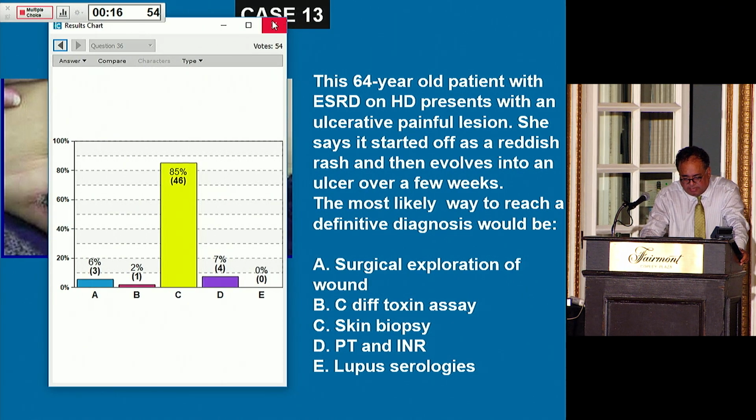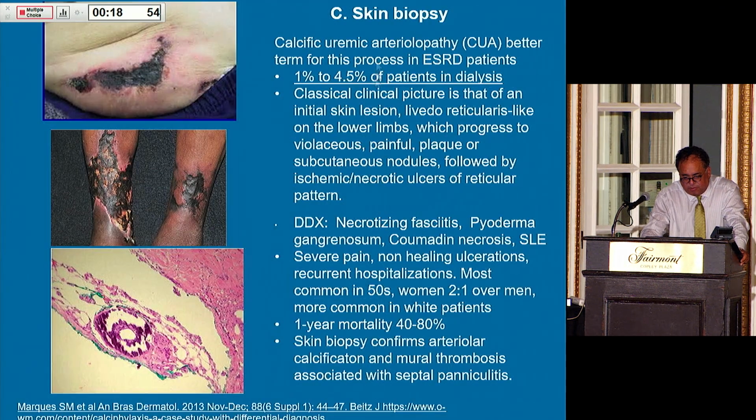This is exactly right. This person has calcific uremic arteriolopathy, which is otherwise known as calciphylaxis. There's different versions seen. You can see here the biopsy. 1 to 4.5% of patients on dialysis can see this. The classical picture is that of an initial skin lesion, a livedo reticularis-like lesion on the lower limbs, which then progresses to violaceous, painful plaque or subcutaneous nodules, and then ischemic necrotic ulcers in a reticular pattern like this.